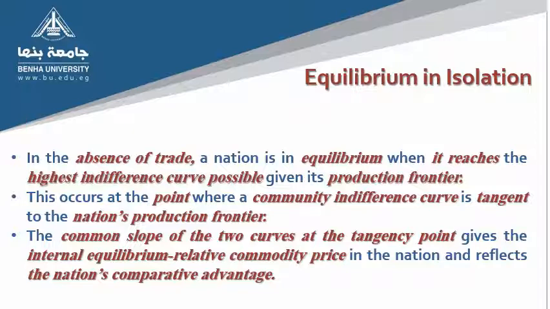In the absence of trade, a nation is in equilibrium when it reaches the highest indifference curve possible given its production frontier. This occurs at the point where a community indifference curve is tangent to the nation's production frontier. The common slope of the two curves at the tangency point gives the internal equilibrium relative commodity price in the nation and reflects the nation's comparative advantage.